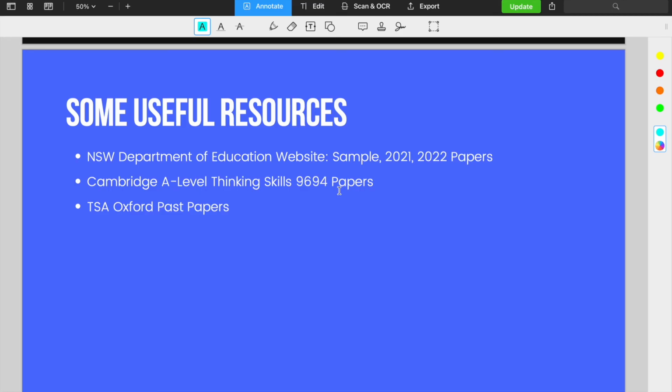I will say that some of the questions are a little bit difficult, but I think it doesn't hurt to tackle these questions, just because the test could be progressively getting more and more difficult. We already have seen that the 2022 paper was more difficult than the 2021 paper. So having a go at some of these questions won't hurt. And also TSA Oxford past papers, again, you can just Google them.